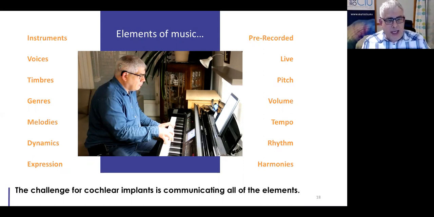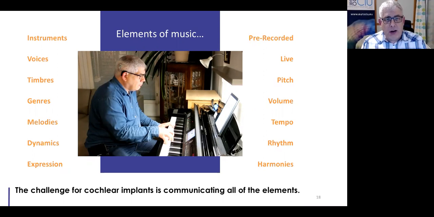Okay, as you can see on the slide, music is complicated. It comprises one or many instruments, voices, timbres, rhythms, tempos, pitches, harmonies, dynamics, genres, volume levels, and so on. Cochlear implant users will typically find some of those elements more satisfactory than others. The more that is happening at once, the harder it is for cochlear implant users to interpret.